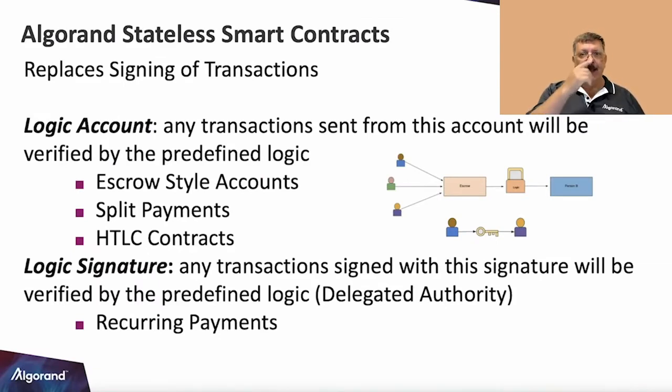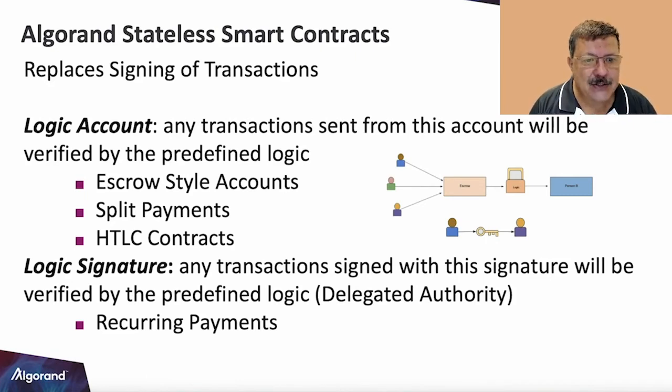So Algorand stateless smart contracts basically replace the signing of transactions that would normally be done by either an individual account or a multi-sig account. With the contract account, any transaction sent from this account will be verified by the predefined logic. Typical use cases for this might be an escrow style account or split payments or a hash time lock contract.